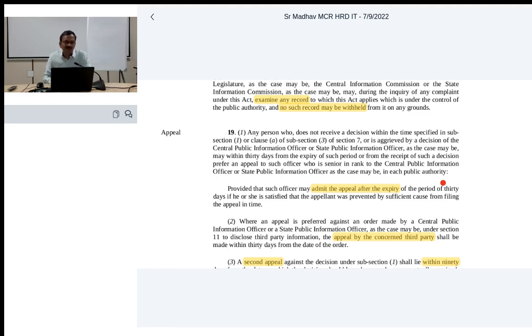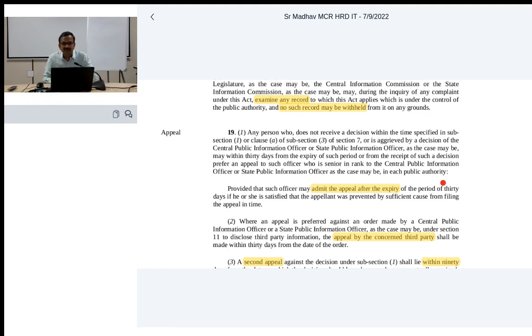So there are two differences between 19.1 and 19.2. What are those? 19.1 has a proviso which you cannot see under 19.2. That proviso says that even after the prescribed 30-day timeline, the first appellate authority can admit that appeal. But under 19.2, third party appeals, the first appellate authority has no such discretion to admit a first appeal after 30 days.